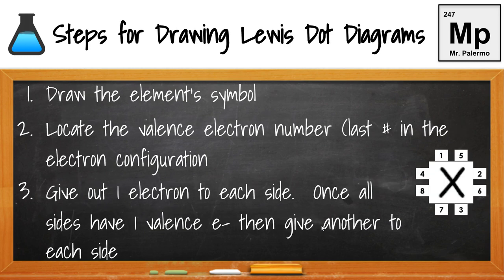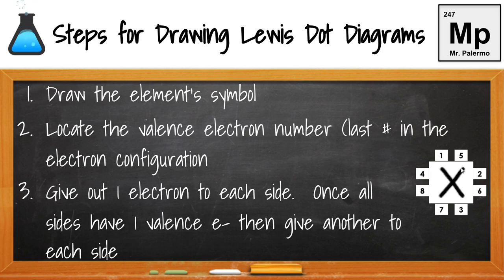So how do we draw these Lewis dot diagrams? Well, the first thing you do is you draw the element symbol as indicated here with this X. You're going to locate the valence electron number, that's that last number in the electron configuration. And you're going to give out one electron to each side of the symbol, representing the number of valence electrons that you have. Once all sides have one valence electron, if you have more, then give another to each side.